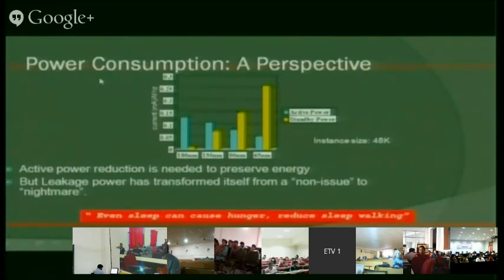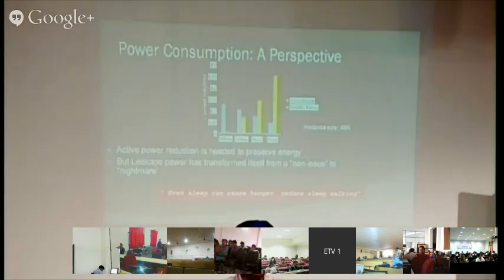Even the motive of the story is like, even sleep can cause hunger. So reduce sleepwalking. This means while sleeping, standby mode is sleeping. So that also causes hunger. You need some energy for that.